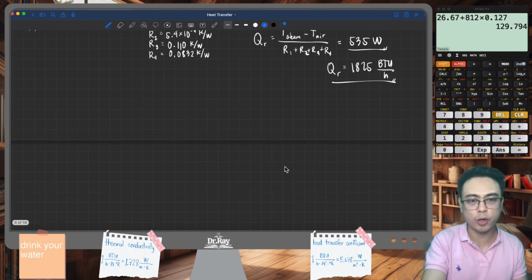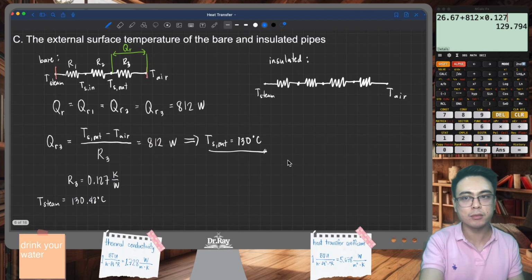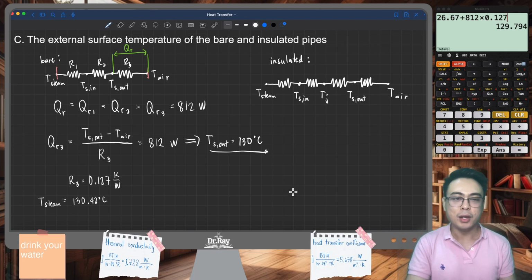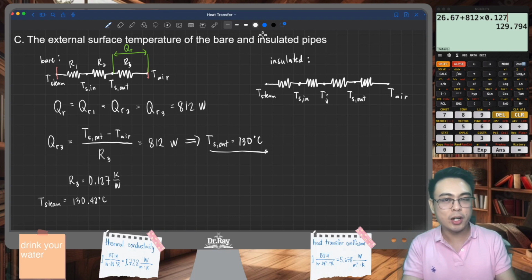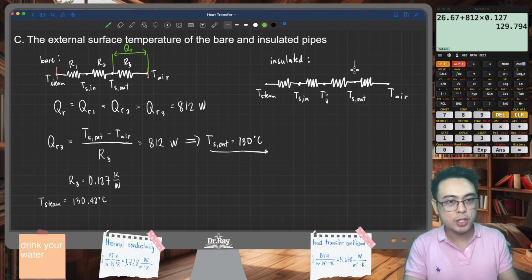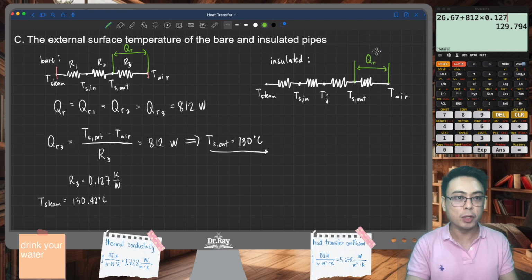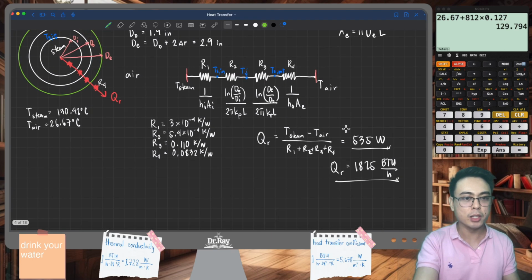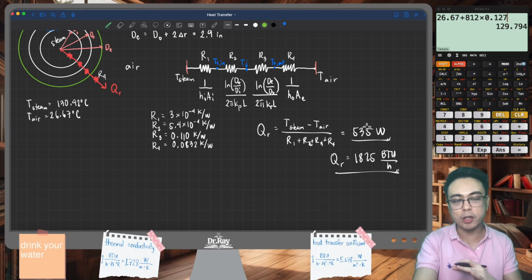Let's transfer that to our new diagram right here. This is TS in. This is TJ. This is TS out. Let's do the same thing that we did earlier. I can slice my equivalent resistance diagram to just starting from here, ending from here. I still can use the same value of Q sub R, or the rate of heat transfer, but we're going to use the value for the insulated pipe. That is from part B. That's the 535 watts that we calculated earlier.